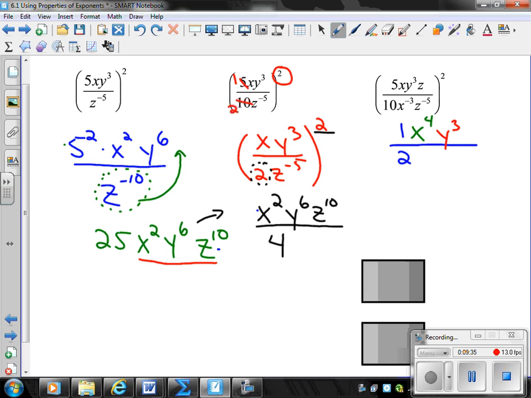And then I'm going to move on to the z's. Notice how I have a z to the -5 down below, z to the +1 up top. So I'm going to move that z to the -5 up top, cross the line, change the sign. So that's going to be a z to the 1 up top and a z to the 5. I'm going to add those exponents. I'm going to get a z to the 6th. And this is all being squared.